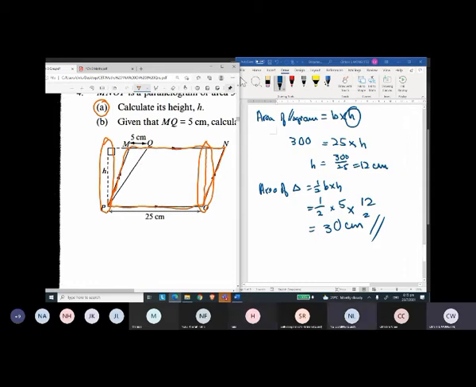Is it the same? It's the same, right? Yes. So this is the height of the parallelogram. Okay, I take away this one.